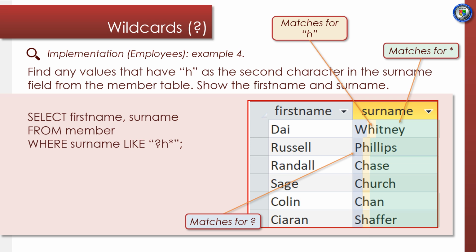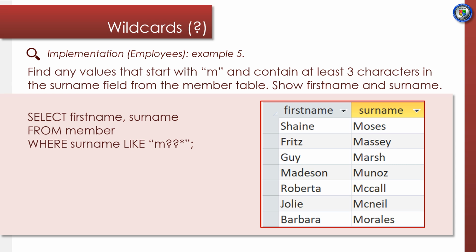In this example we are combining the two wildcards, the question mark and the asterisk. In example 5, we'll find any values that start with M and contain at least 3 characters in the surname field from the member table. We'll show the first name and surname again. Our query is select first name and surname from member, where surname like M question mark question mark asterisk.